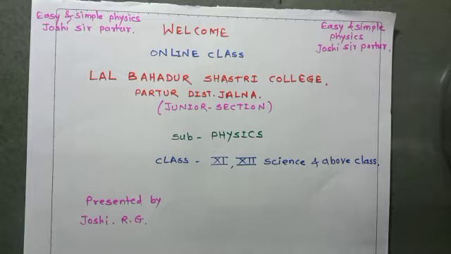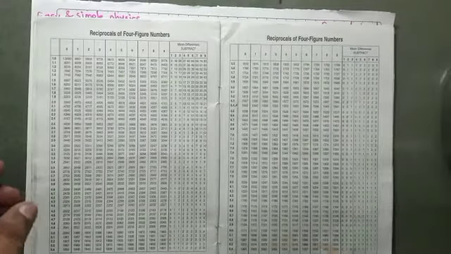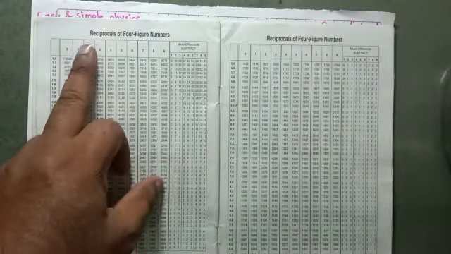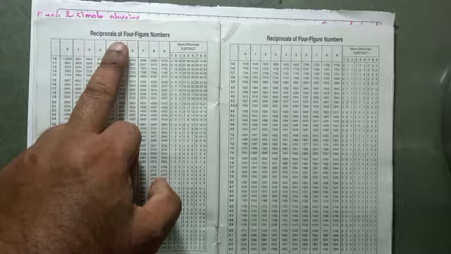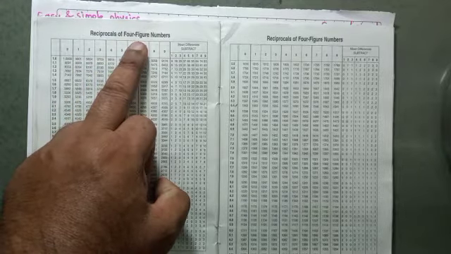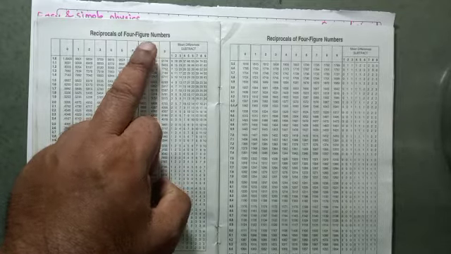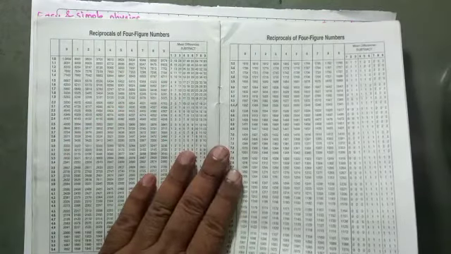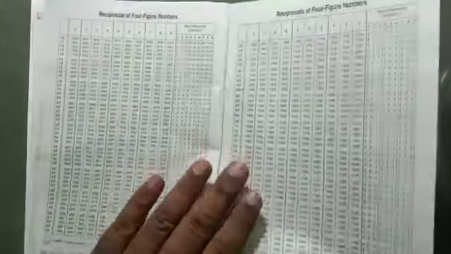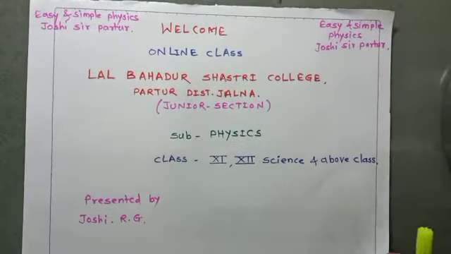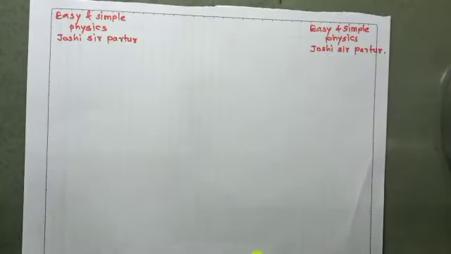12th science standard students. Today we have to learn about logarithmic and mathematical table. Today we will see reciprocals of four figure numbers. Before seeing the reciprocals of four figure numbers, two things are important.